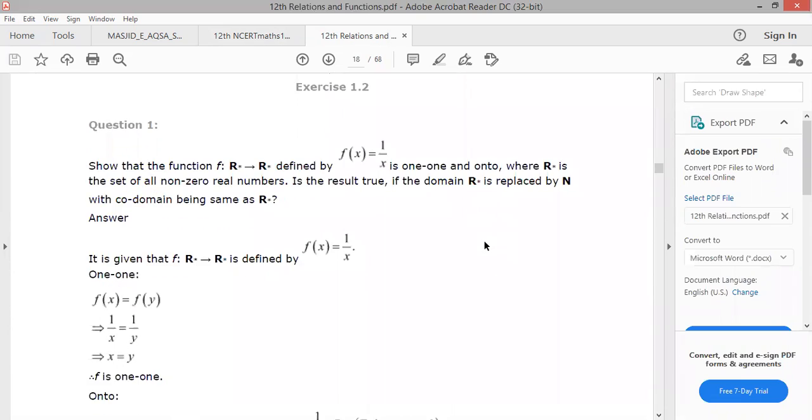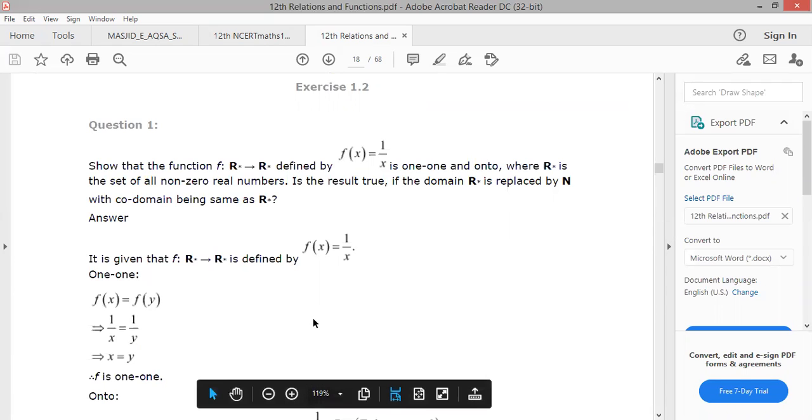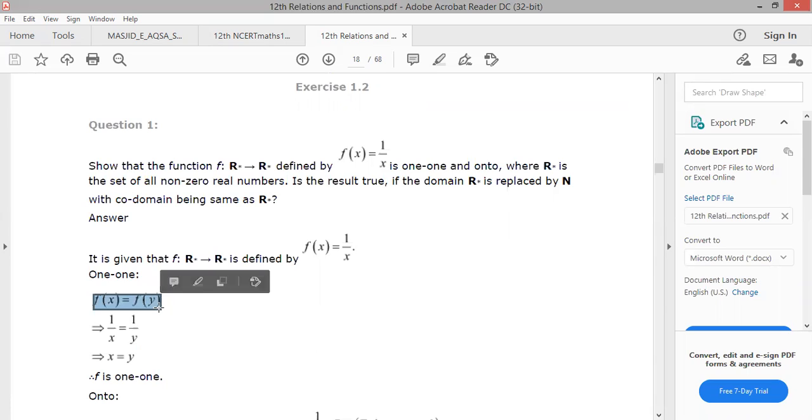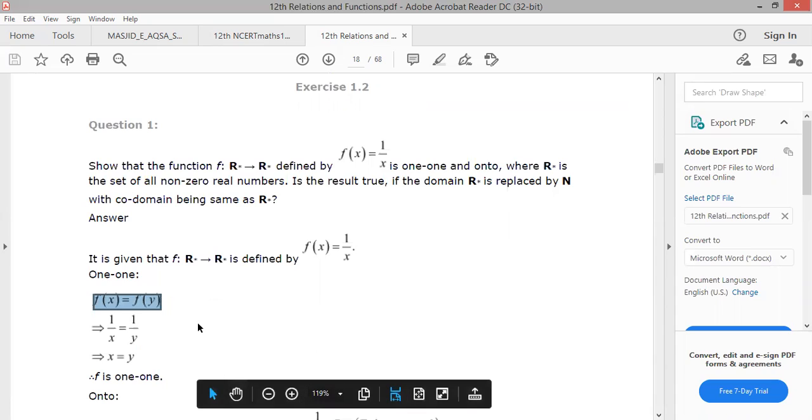So for one-one, what we have to do is check that different elements of the domain have different images in the codomain. The function is defined by f of x is equal to 1 by x. We will take any two images, say f of x and f of y. We will check whether these two images have different pre-images or not. If they have different pre-images, then it is one-one. If not, then it is not.